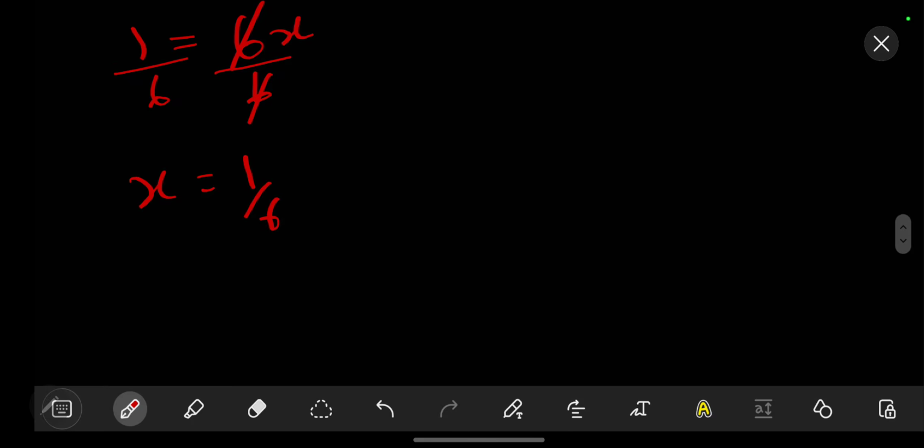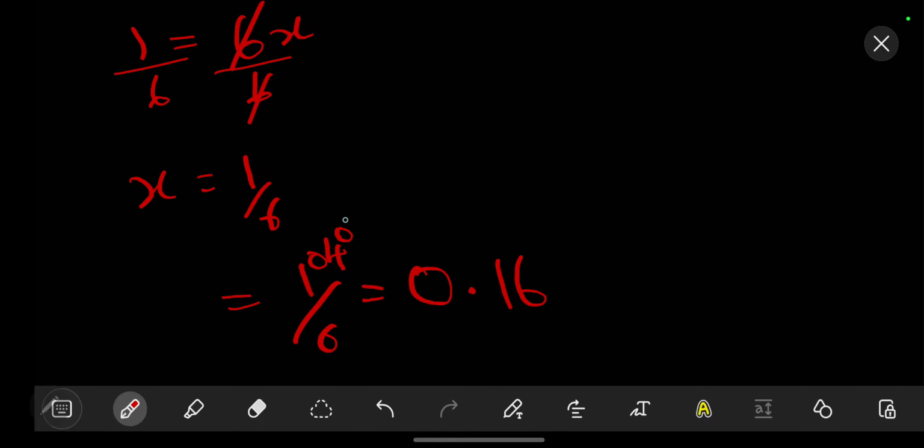Now let's just approximate the value of 1 over 6. 1 divided by 6 is 0 point, we add a 0 there. 10 divided by 6 gives you 1. The remainder is 4. Then you add another 0. 40 divided by 6 is a 6, remainder 4. So it will continue like that. We can even put a 7.